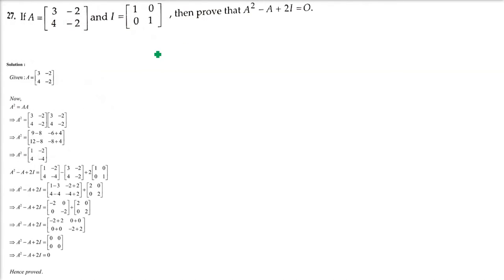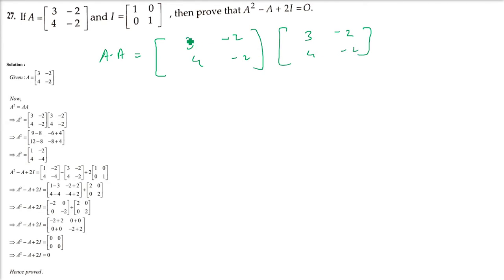This is A and this is I. Then you have to prove A square minus A plus 2I is equal to 0. So, how are we going to do it? Because this type of question is going to come. But since it is 2 by 2, we can do it quickly. So, you know the idea how to solve this. A dot A is 3, minus 2, 4, minus 2. So, let me write A again. 3, 4, minus 2, minus 2.